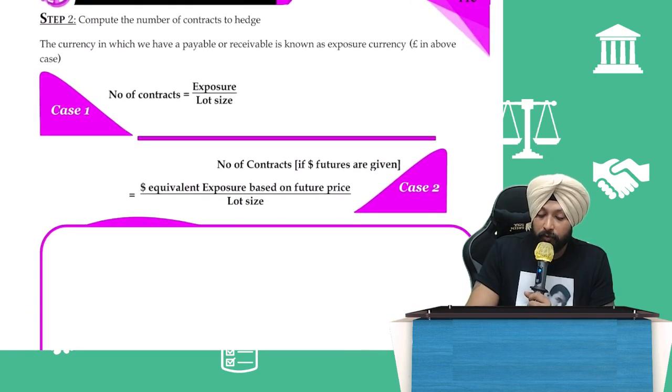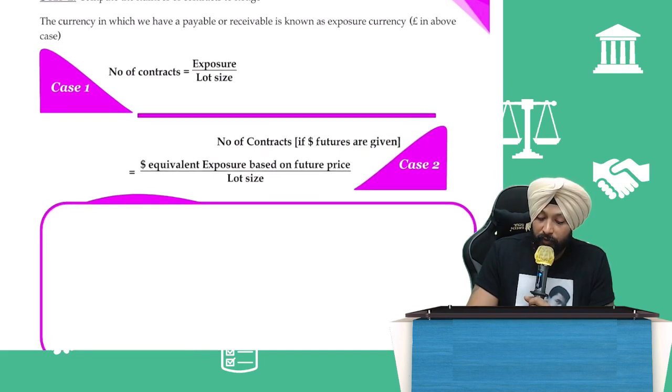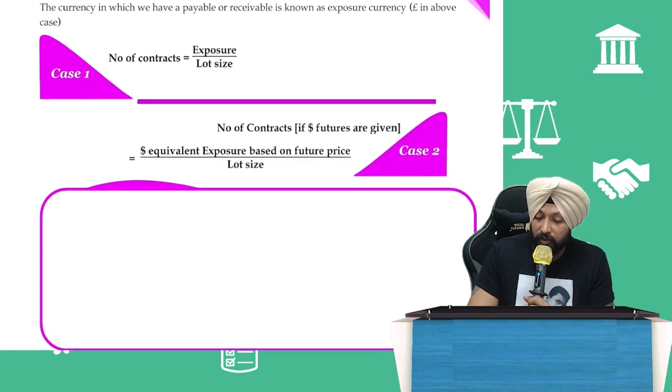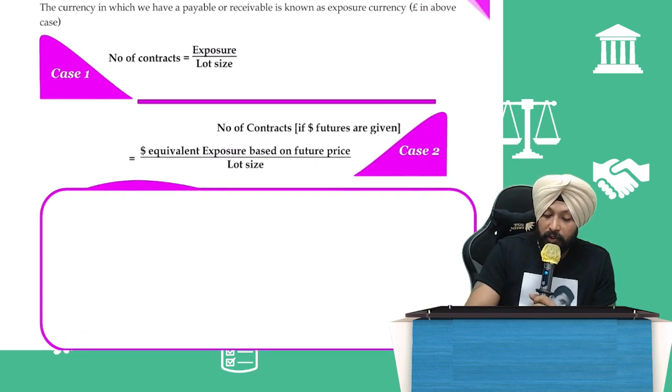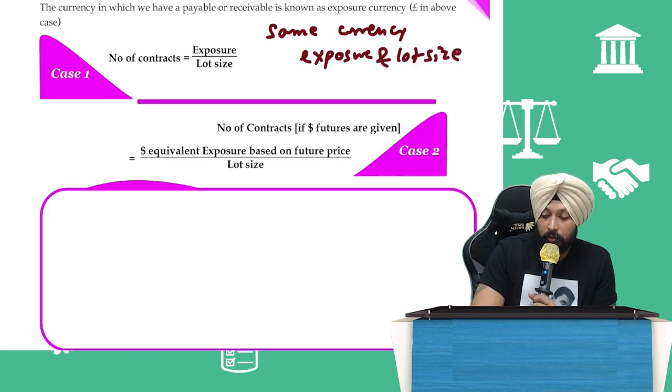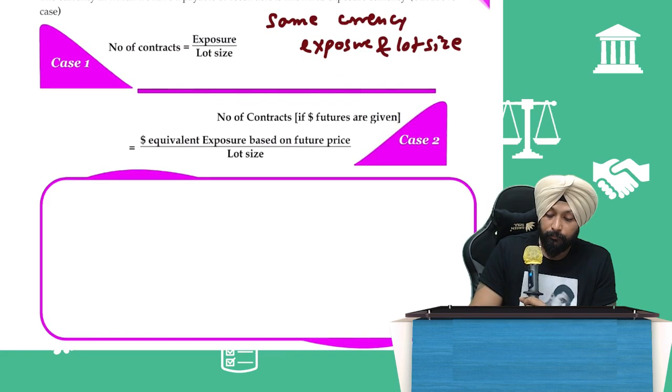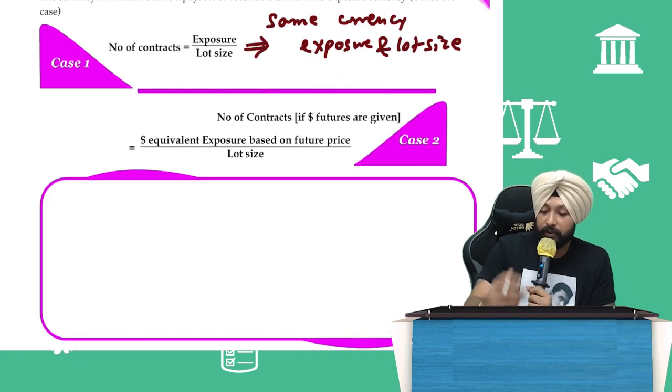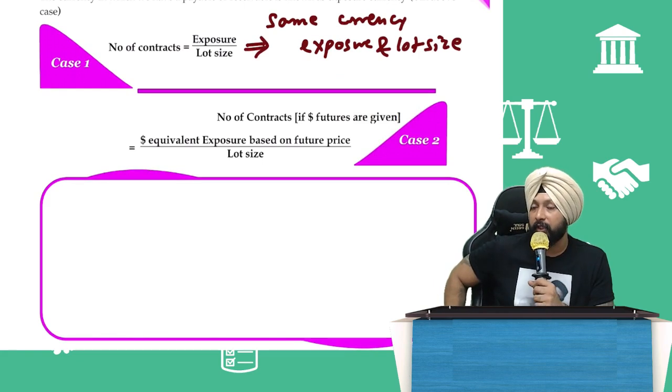Next is to compute the number of contracts to hedge. The currency in which we have a payable or receivable is known as the exposure currency. In the above case, case 1, the number of contracts is exposure divided by lot size. And in the second case, what we have done is dollar equivalent exposure based on future price divided by lot size. So case 1, you can write over here, same currency, exposure and lot size. The first case is same currency, exposure and lot size, then you simply divide.